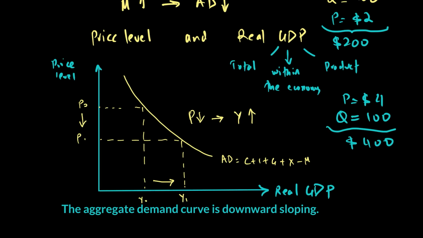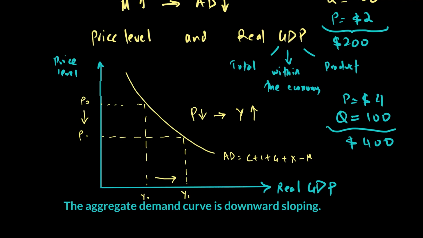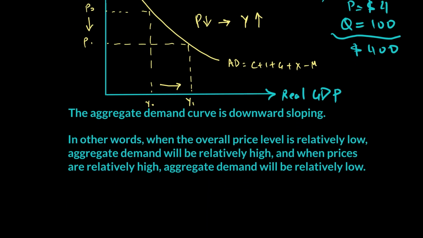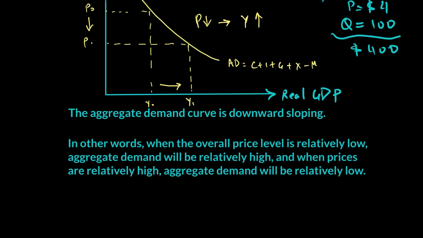So let's talk about why it happens. There is what we call a downward sloping aggregate demand curve, which simply means that when the overall price level is relatively low, aggregate demand will be relatively high, and when the price level is relatively high, aggregate demand will be relatively low.